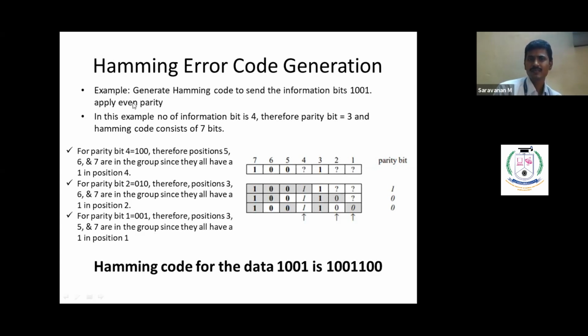Now the question is that we need to apply even parity. Even parity means the number of ones should be even. So except for the parity positions, fill up your data. The data is 1001. You always start from your rightmost side. So this 1 should be put in position 3, this 0 goes to position 5, this 0 goes to position 6, and this 1 goes to position 7. Now see how to find this value. For finding this value, we have to consider positions 5, 6, and 7 and see how many ones are here.